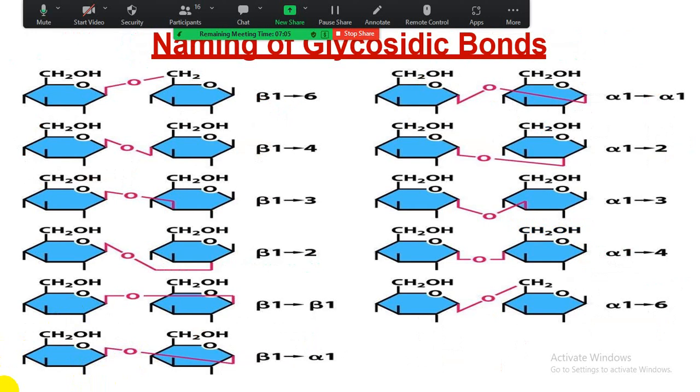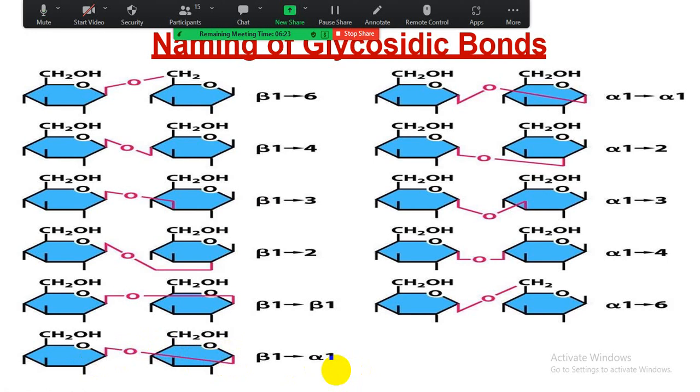So you see this one, do you know how we name it? Because it is on the anomeric carbon. This is beta 1, because it's pointing up. But this is an anomeric carbon, and it is pointing down, and this is carbon 1. So it becomes alpha 1. Do you understand it now?